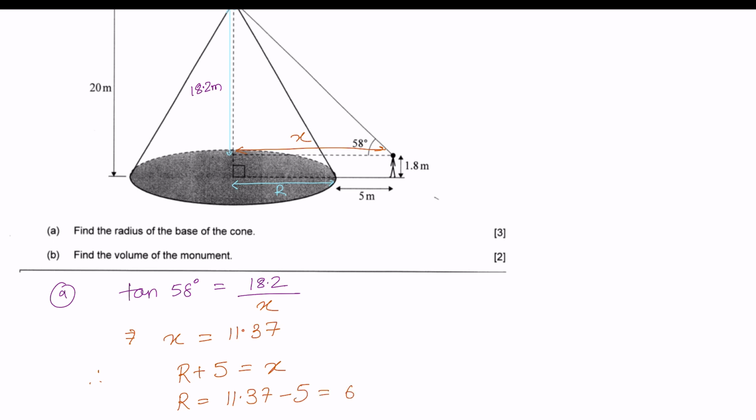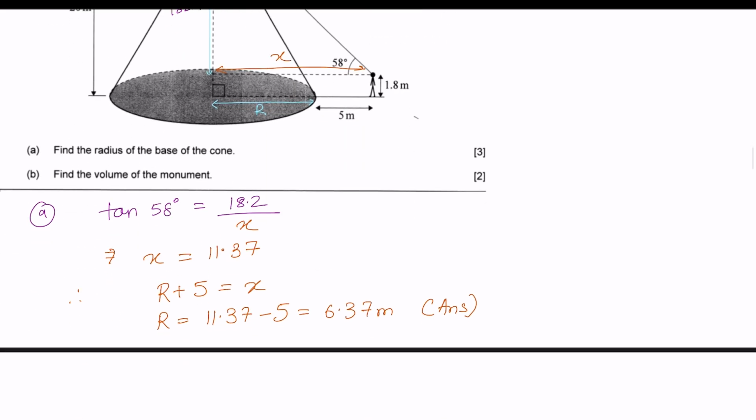11.37 minus 5, which is 6.37 meters. So this is the radius of the base of the cone. Now we have another part to it where we have to find the volume of the monument. To find the volume, you can use the volume of the cone, which is 1/3 pi r squared h.